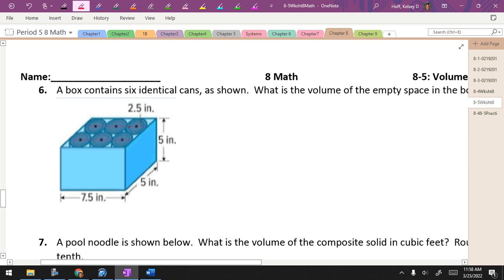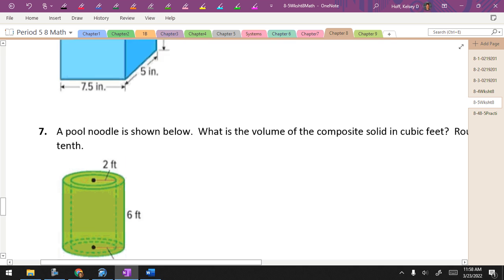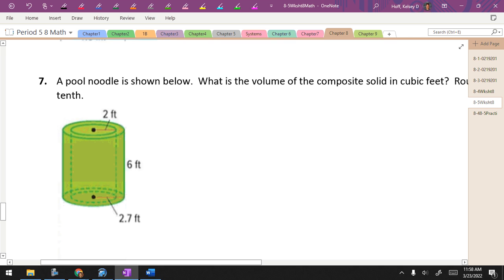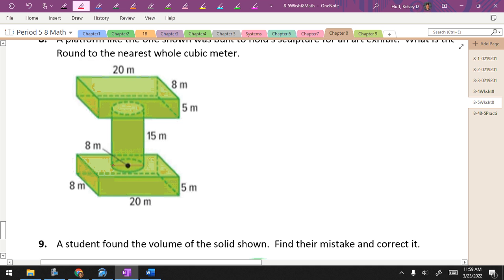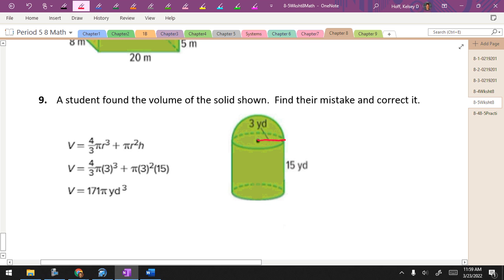Number 6, across is 2.5. On this one, to the inside is 2. To the outside edge is 2.7. Eight is all the way across. And number 9, 3 is center to the edge.